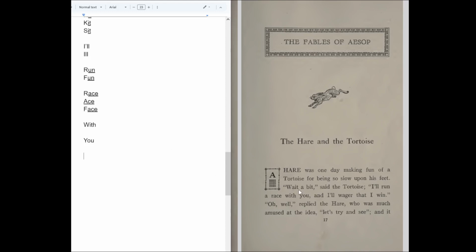Let's read the sentence again, or the section. Wait a bit, said the tortoise. I'll run a race with you, and I'll wager that I win. And, that is, you're just going to have to sound that one out. It's a very common word. And. We see it in other words. Sand. Hand. Okay?